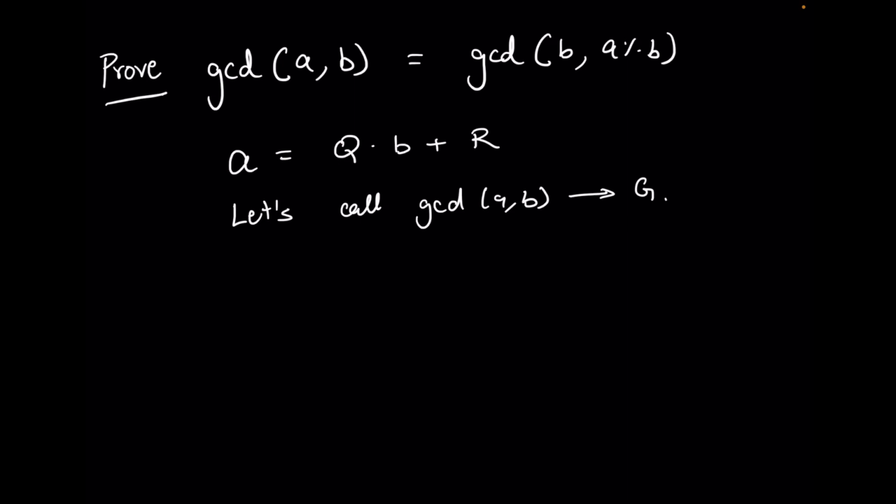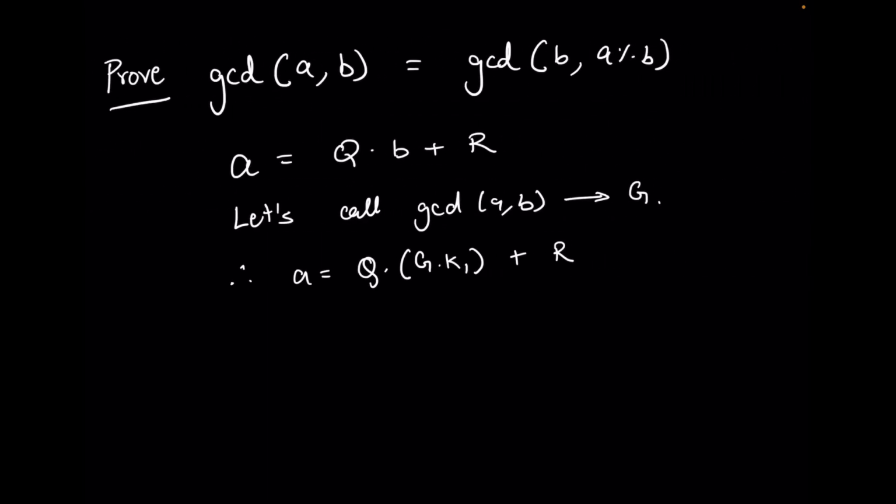Since the GCD of A and B is G, that means B can be written in terms of G. B can be written as G into some K1, where K1 is some number such that G into K1 is equal to B. So A is equal to Q into G into K1 plus R. But now we know that G should also be able to divide A, or G should be a factor of A. So the first term that we see here has a factor of G. So that's good.